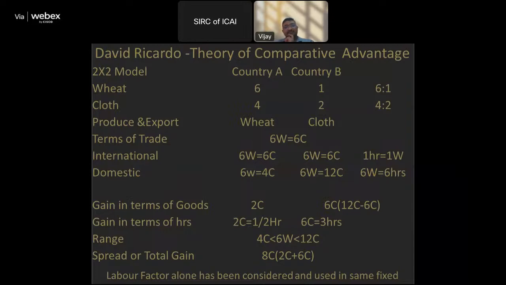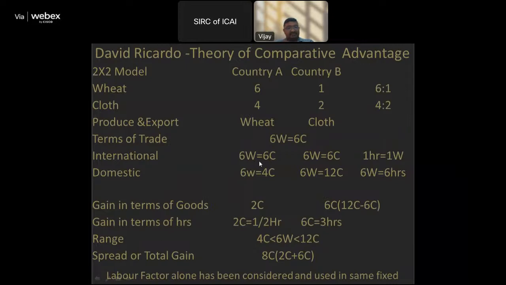So per hour 6 unit of wheat, 1 unit of wheat. So that means country A will produce wheat and export. Per hour 4 unit of cloth, and 2 unit of cloth in country B. That means country B produce cloth and export cloth. So now what will happen?